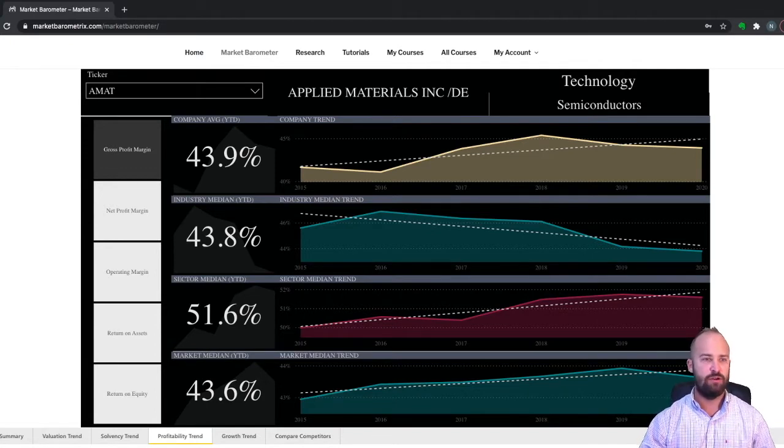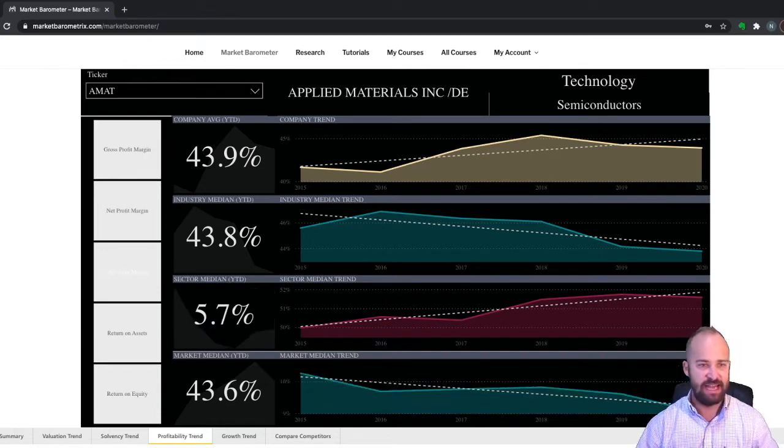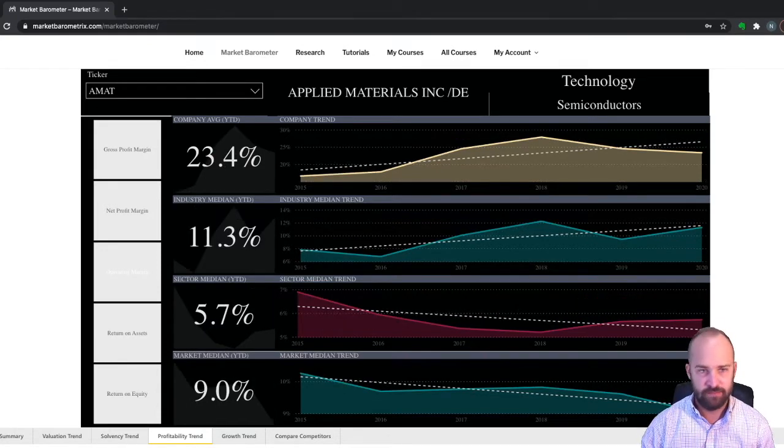Right out the gate, we see gross profit margin is basically right in line with the industry median. Although gross profit margin in general for Applied Materials has moved up, while the industry median has moved down over the last several years. So that's interesting to note. Moving down to the operating profit margin level, that's the next level of profit below gross profit on the income statement. Looks like here we're seeing Applied Materials much more profitable than its industry peers, its sector peers, and then the market as a whole.